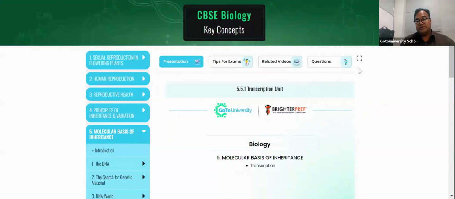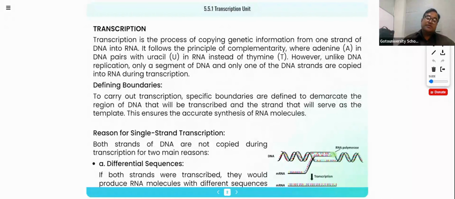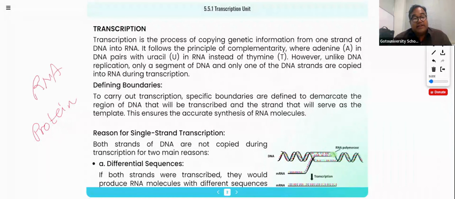The transcription denotes what exactly? The RNA synthesis process in the molecular basis of inheritance. So why should RNA synthesis happen? We know very well, if the RNA is not there, ribosome is not there. If the RNA is not there, RNA maturation is not there. If RNA is not there, protein is not there. Okay, if protein is not there, you are not there, I am not there, right? So if I need a protein, I need the RNA. If I need the RNA, I need the DNA.